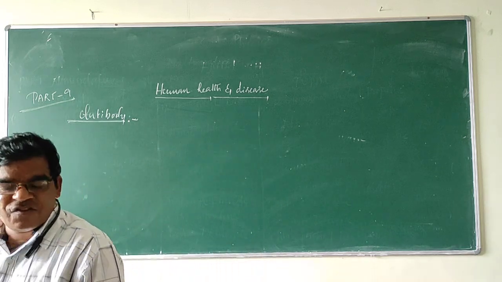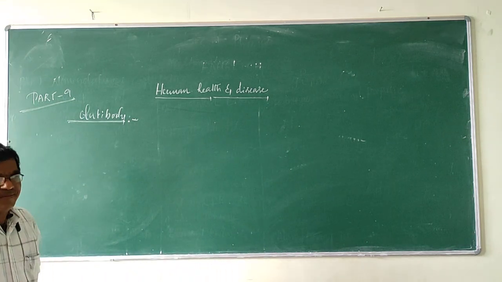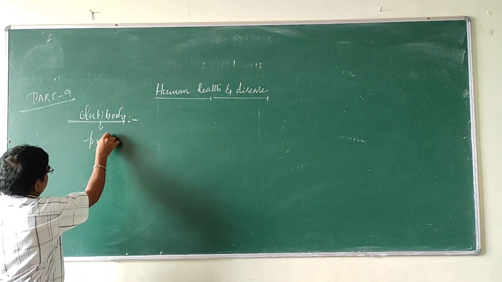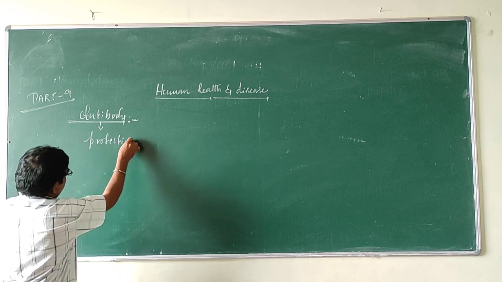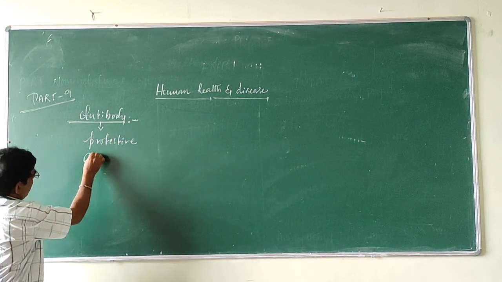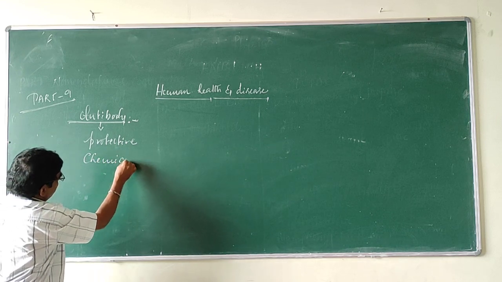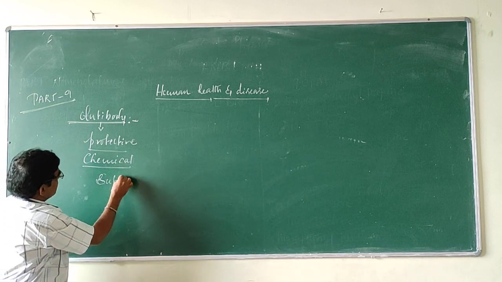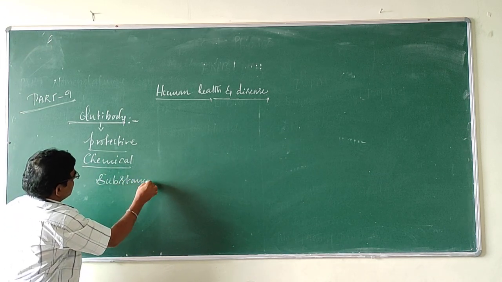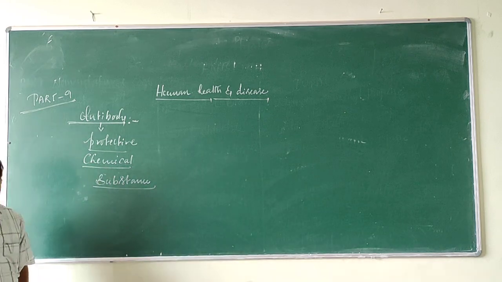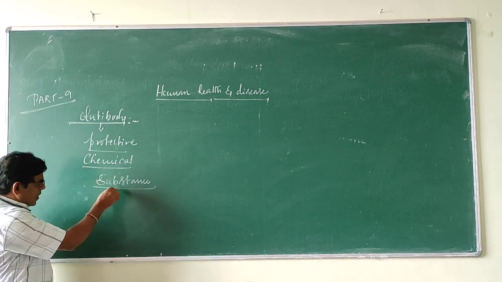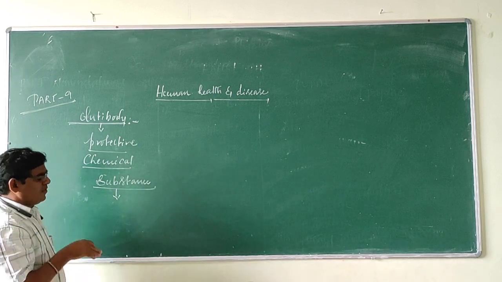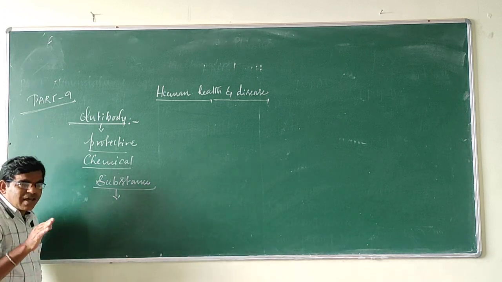Antibody is a protective chemical substance. So it is produced when it is produced, so antibody is a protective chemical substance.